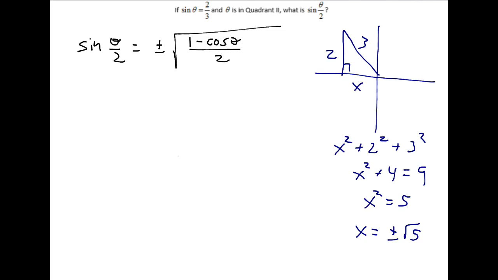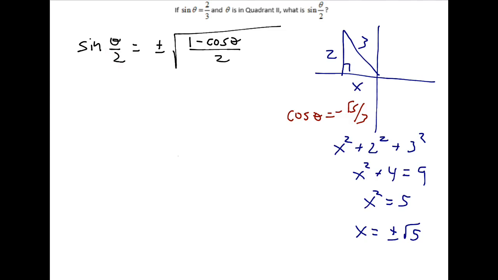And how do we know that? Well, we're in quadrant 2, which means that x should be negative. So if x is negative, what does that make cosine of theta then? Well, cosine of theta should equal negative radical 5 over 3. And now we know what to plug in here, right?